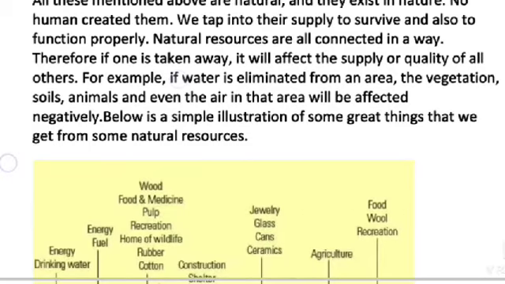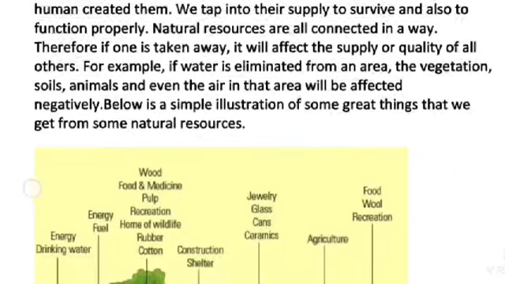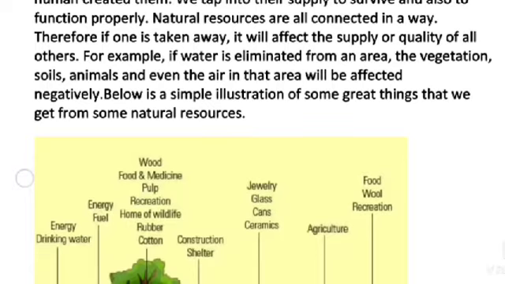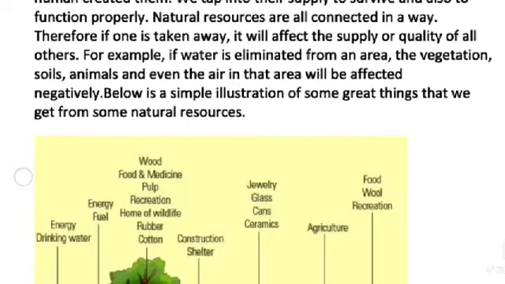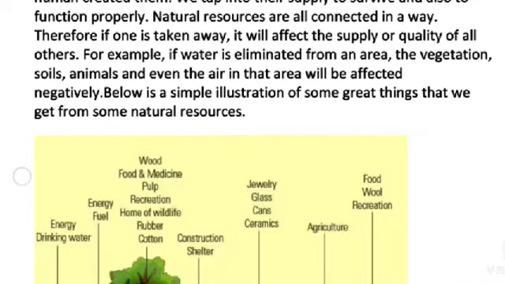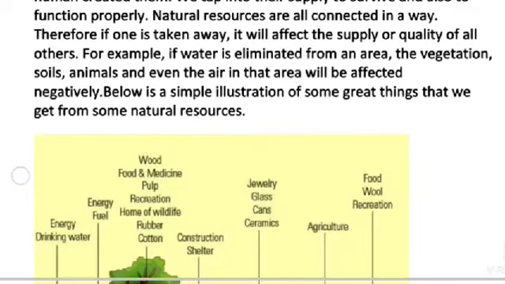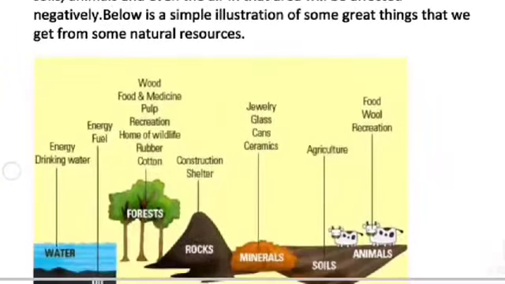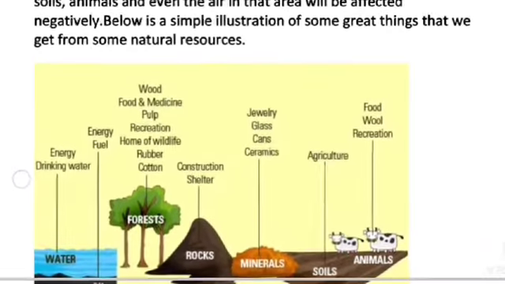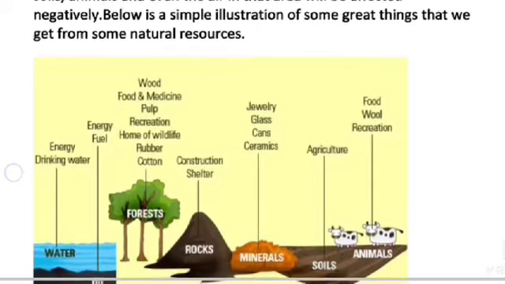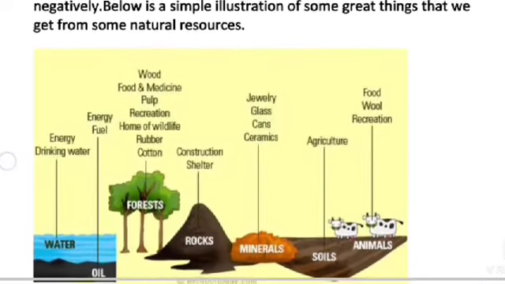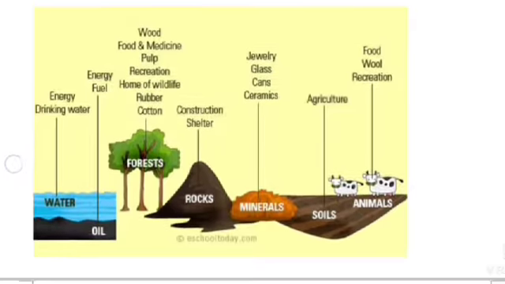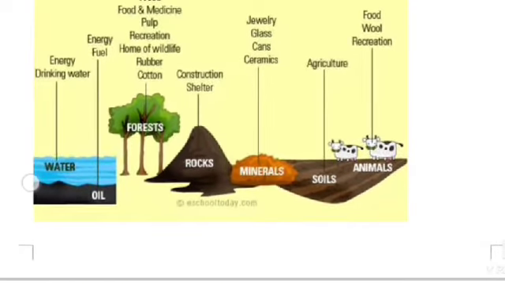For example, if water is eliminated from an area, the vegetation, soils, animals and even the air in that area will be affected negatively. Below is a simple illustration of some great things that we get from some natural resources. See the picture.